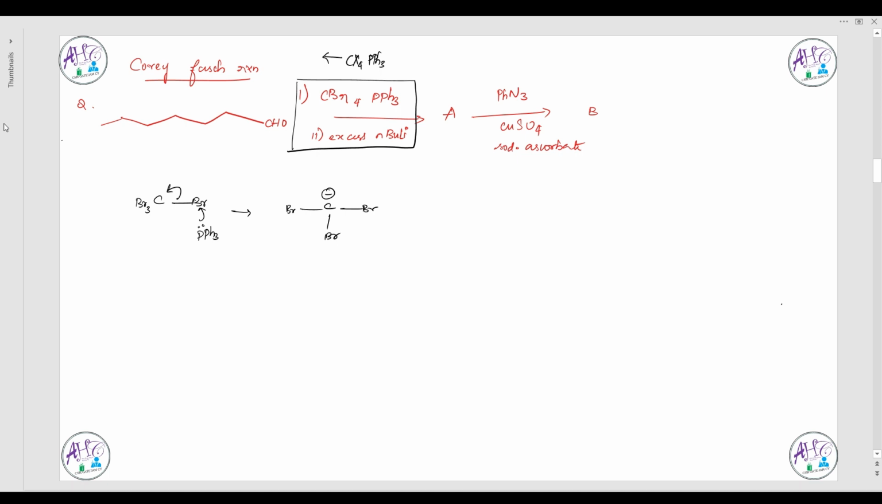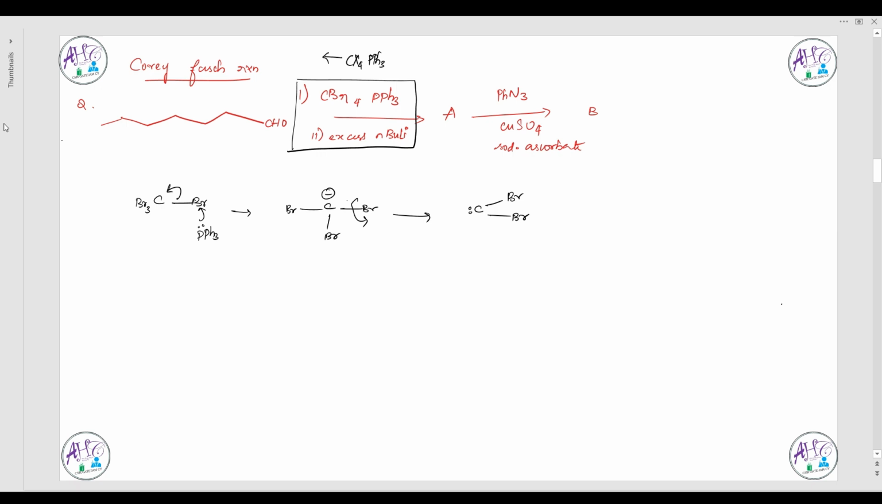We know that this is capable of forming a carbanion. Sorry, carbene. Again one more Br group is removed, and this is going to form a carbene here. So we formed a carbene. And then in the reaction we have your aldehyde group.